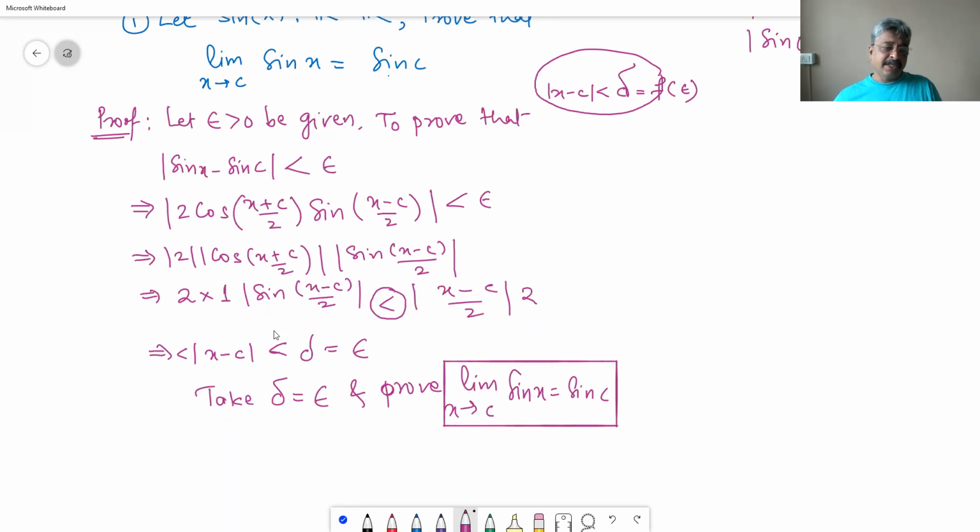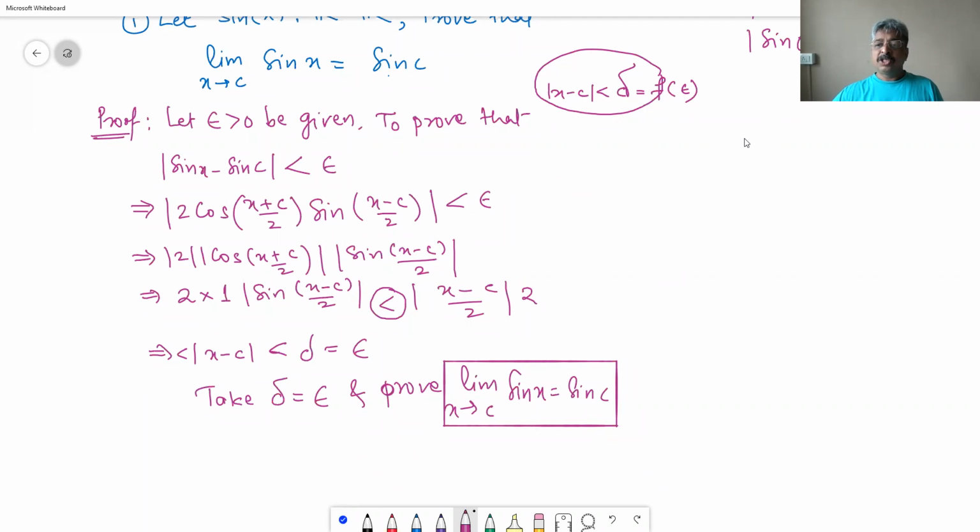That 2 gets cancelled, and in sin of (x minus c) by 2 we can replace it by x minus c, which is less than delta, which is epsilon. So our proof will go through, and we will be able to prove the limit, and hence we will be able to prove the continuity.